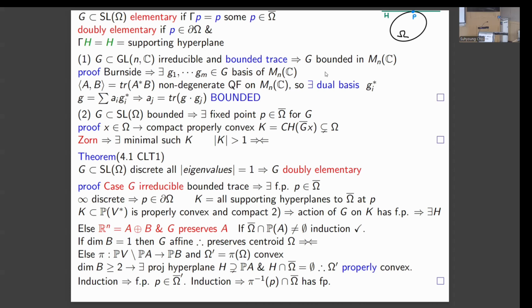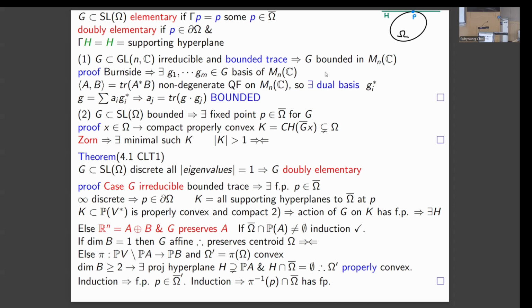Sorry? When you say G is bounded in the first bit. What does bounded mean? That's n by n matrices. Oh, what does it mean to be bounded in n by n matrices? Well, this is a vector space. This is a bounded set in it. In other words, all the matrix entries and all the group elements are less than a fixed constant in norm, modulus, absolute value. Okay.